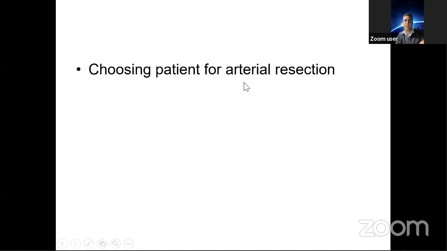What about the resection of SMA or celiac axis? Do you have any personal experience of that? And do you think there is any survival advantage to the patients who have involvement of SMA or celiac axis? I'll start with you, Dr. Jan, if you can throw some light on that.